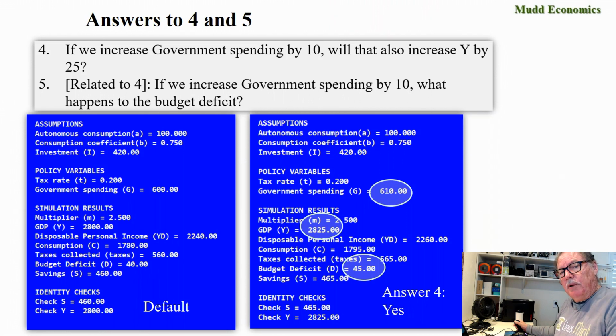But it has not increased the budget deficit by as much as the spending increase. It increased the budget deficit by only half as much as the spending increase because it raised disposable income and raised consumption and raised tax collections. So the tax collections did not completely override the increase in government spending. We still have a larger budget deficit, but we have a smaller one than we might have had there not been this multiplier effect. So the answer to question 4 is yes, and the budget deficit increases.